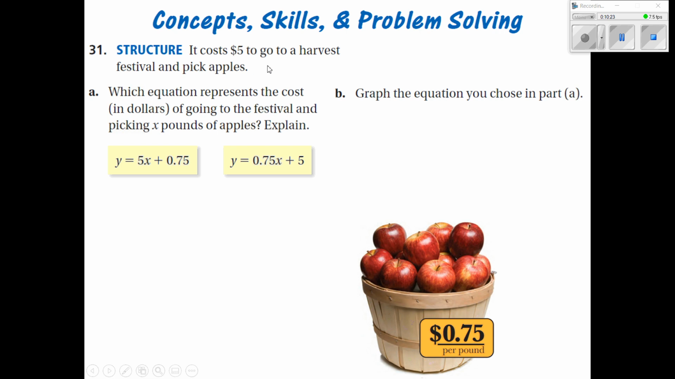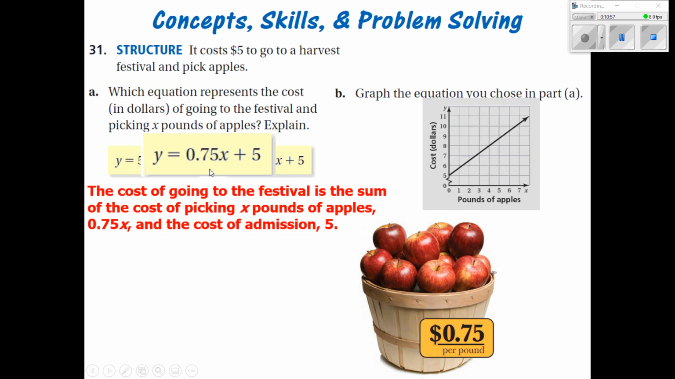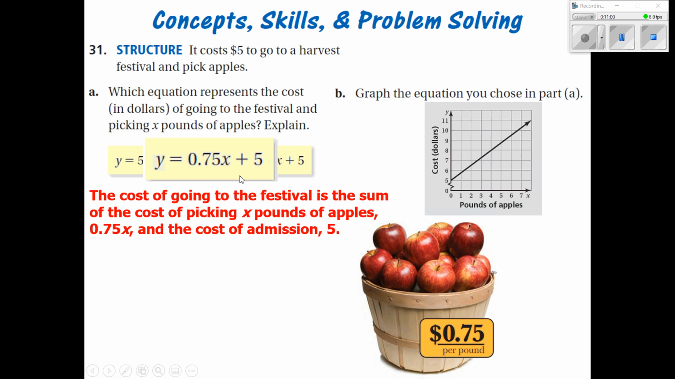31 says it costs $5 to go to the harvest festival and pick apples. Which equation represents the cost in dollars of going to the festival and picking x pounds of apples? Explain. Okay, so it says it costs $5 to go to the harvest fest. That means before I ever walk in, I'm paying $5. And x pounds of apples has to be 0.75 because down here it says that each pound of apples is 0.75. So I'm going to go with this one right here. And as you can see, it is y equals 0.75x plus 5.